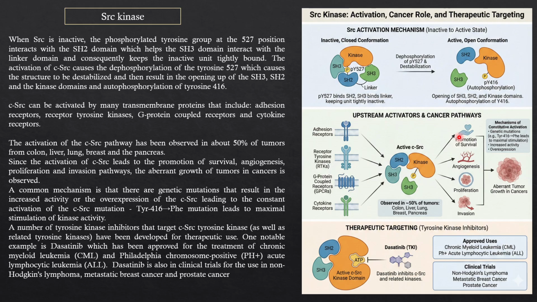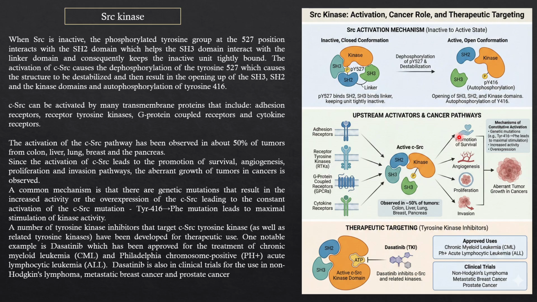tissues. In many cancers, the SRC becomes constitutively active due to mutations, increased expression, or abnormal upstream signaling, leading to persistent oncogenic signaling. This dysregulation has been observed in a significant proportion of tumors, including cancers of the colon, liver, lung, breast, and pancreas.